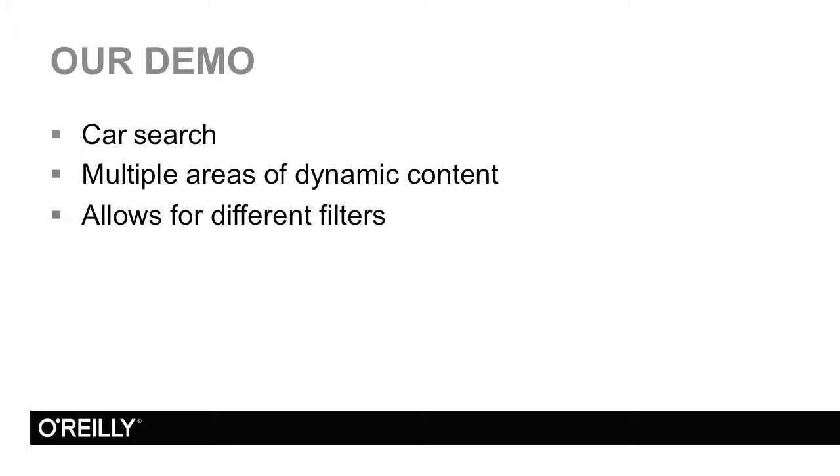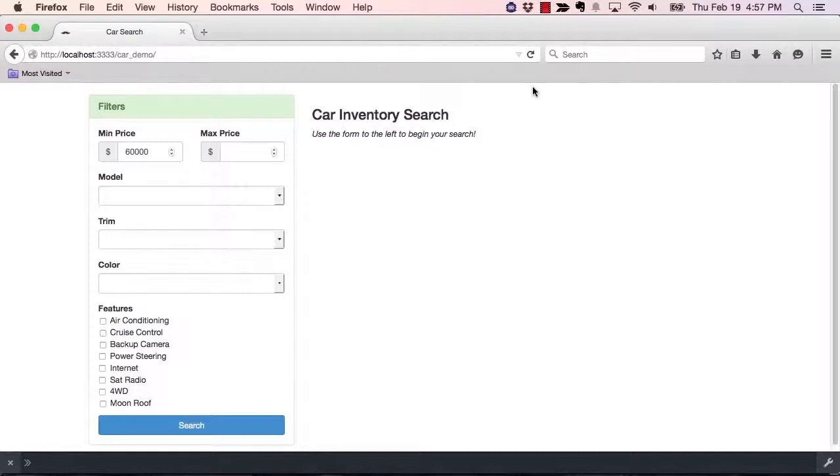The car search demo will have multiple different filters for how you want to find a particular car. And it'll also, obviously, render the cars when it is done searching. Let's actually look at this demo in the browser, and then we'll take a look at the code behind it. Here is our car search example application.